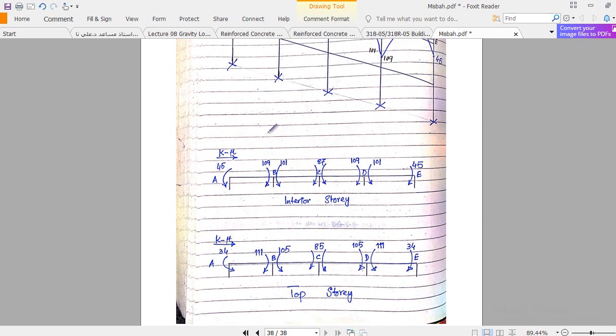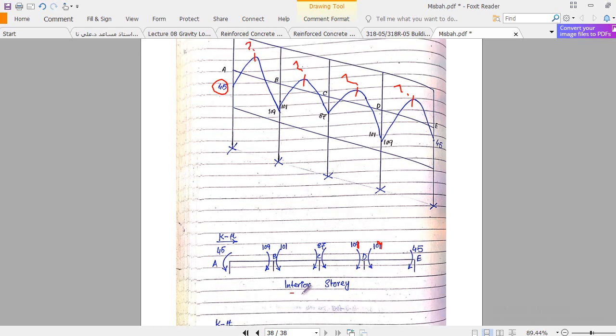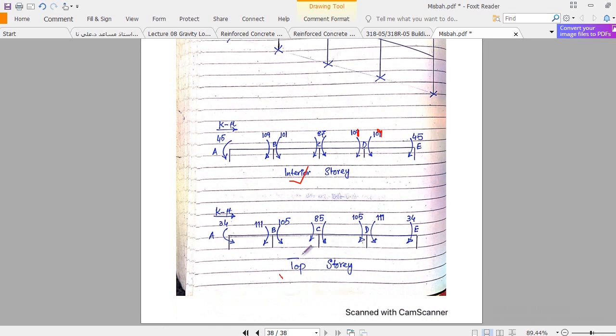Okay, so I just show those moments right here. You see which moment is positive and which moment is negative. So this moment is negative, this moment is negative, this one is positive, sorry, this one is negative, this one positive, this one positive, this one negative, and so on. Clear? I think so. This moment will be 109 and this one 11. Clear? So this is for interior story and this one is for top story.